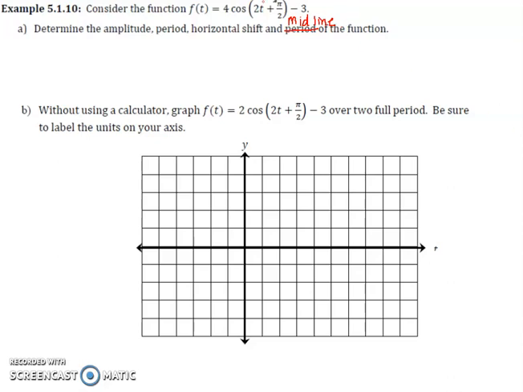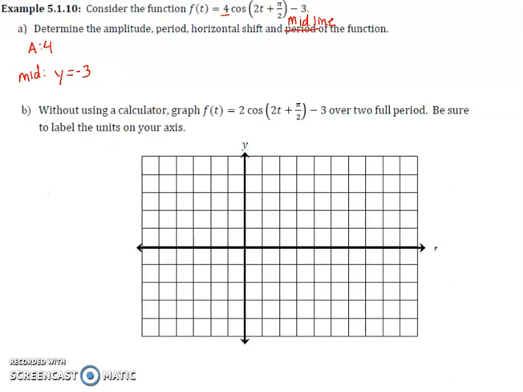So if we remember, the coefficient on our cosine function is going to give us our amplitude. So my amplitude, A, in this graph is going to be 4. The period of this function and the horizontal shift I'll come back to in a moment. The midline of our graph is going to occur at our k value, which in this case is -3. So the midline occurs at y equals -3.